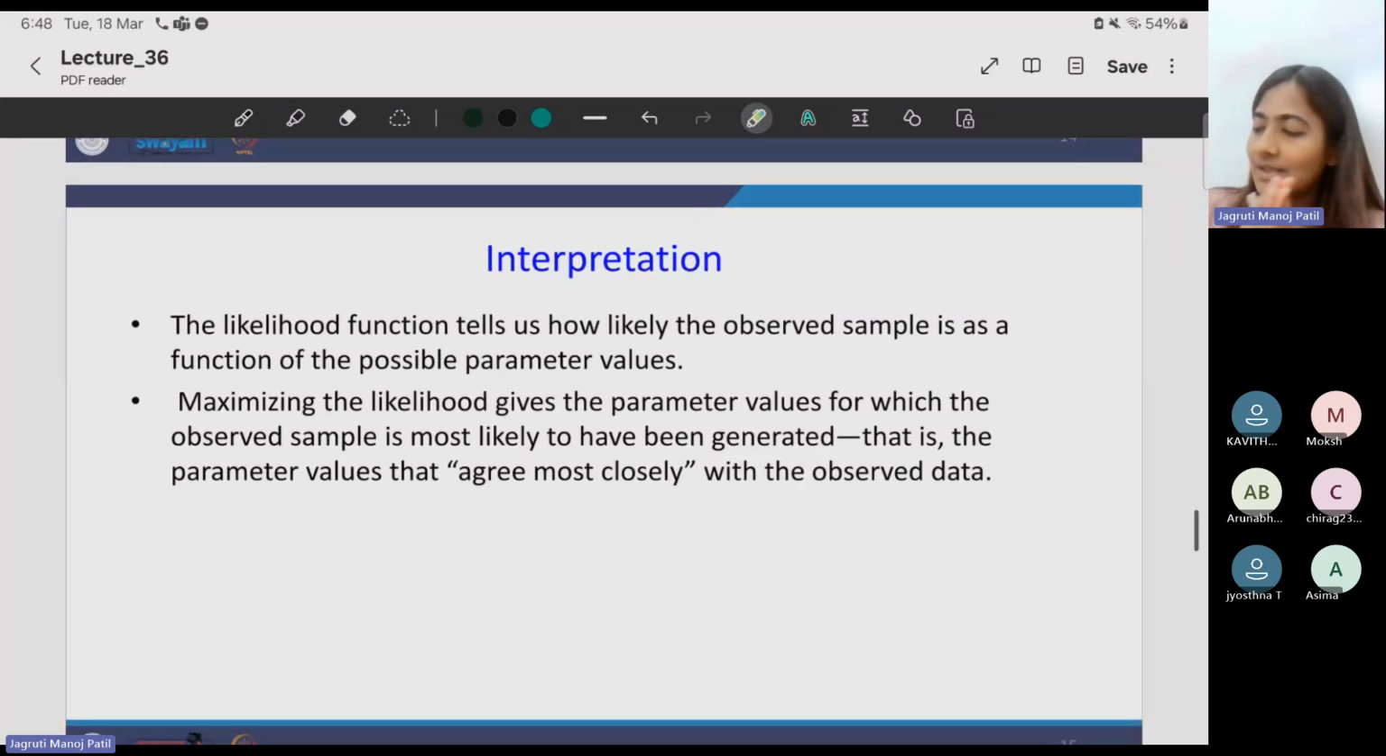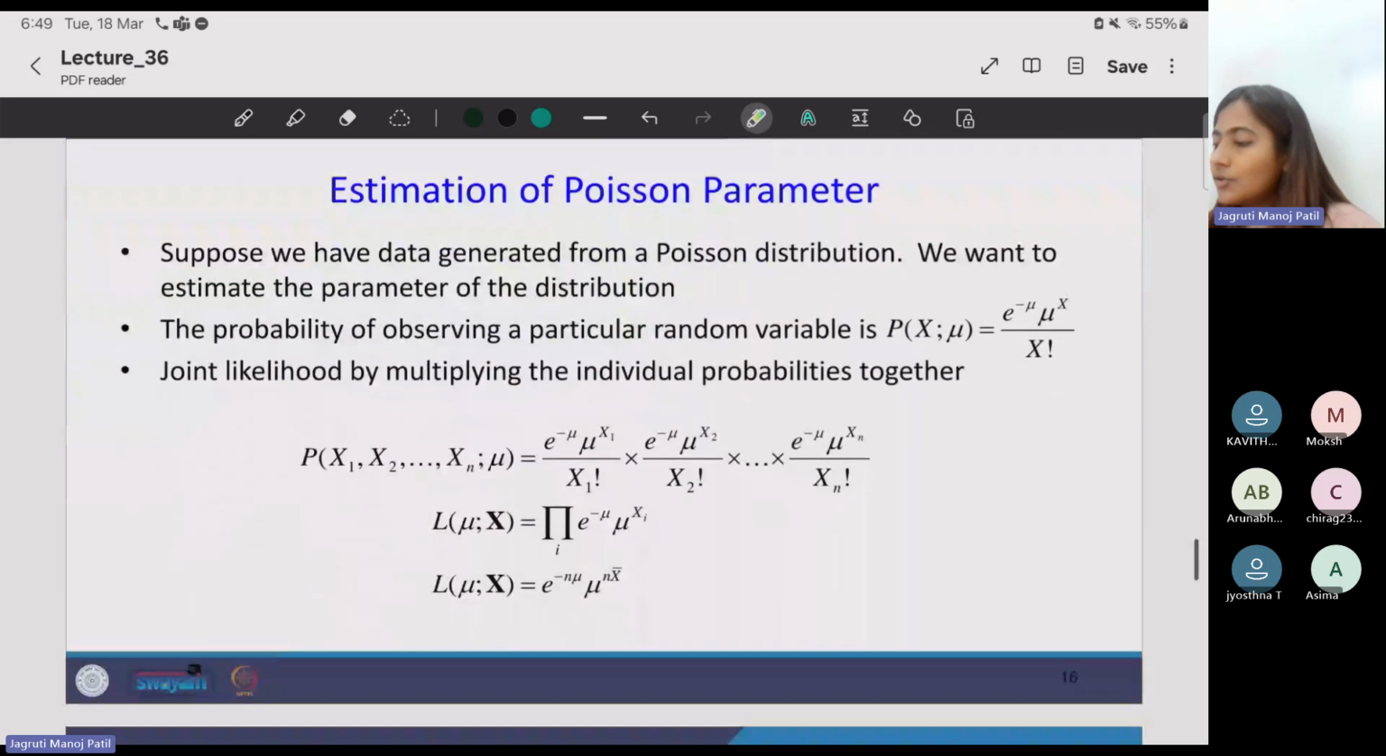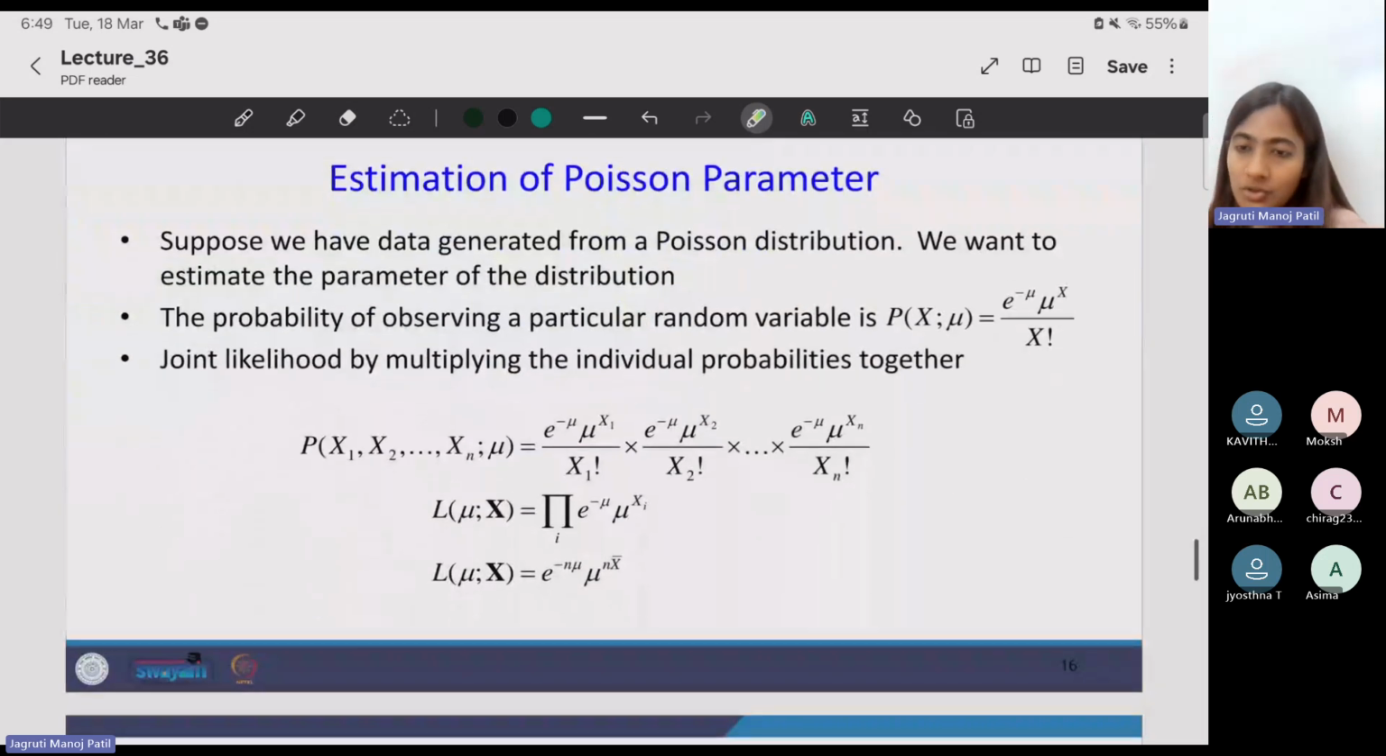Simply, it tells you how likely your observed sample is as a function of the possible parameter values, and how closely it agrees with your observed data. The parameter values that you compute, the estimates, show how close they are to the observed data points that you have. From that you can also determine a distribution from your data, or from the distribution determine the type of the data. So we'll see and derive it for the Poisson distribution.